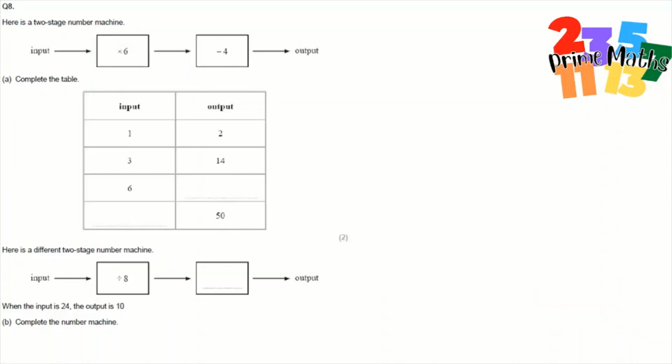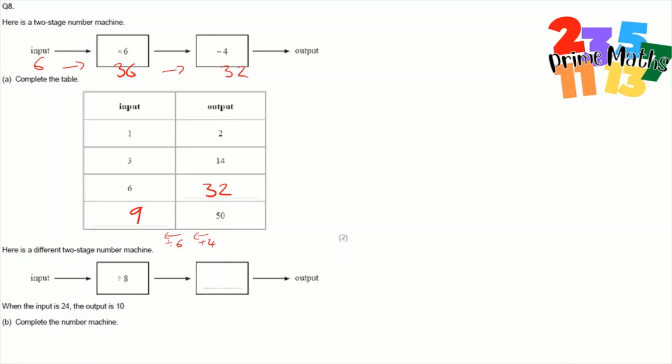For question 8, we have a number machine. This number machine has an input. We times that input by 6 and then we subtract 4. If I'd been given 6 as my input, I would multiply 6 by 6 to give me 36 and take away 4, which would give me 32. If we're given the output, we'd work backwards. So 50 plus 4 would give us 54, and then dividing by 6 would give us 9.